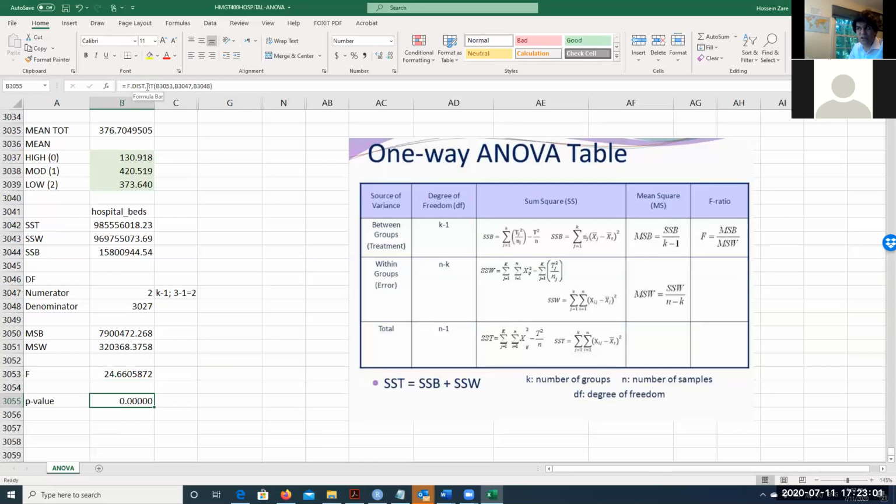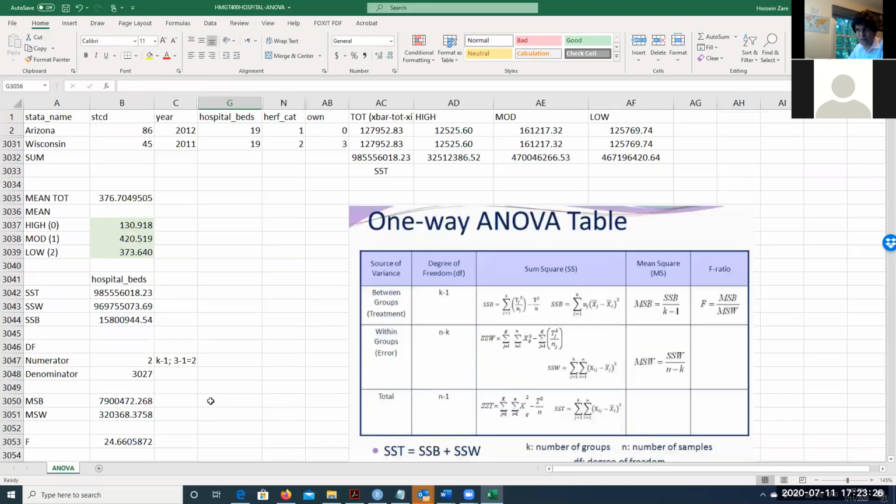F.DIST.RT, you should go with this one and this one, 2 degrees of freedom. You should include the degree of freedom for within groups and degree of freedom for between groups. This is the way you can compute the p-value for hospital beds.